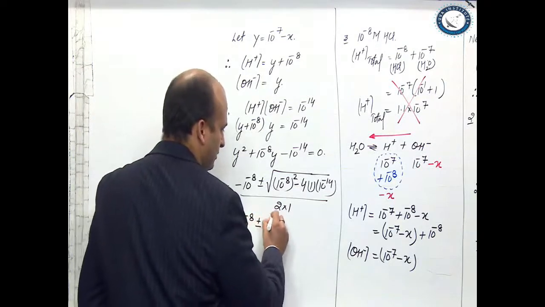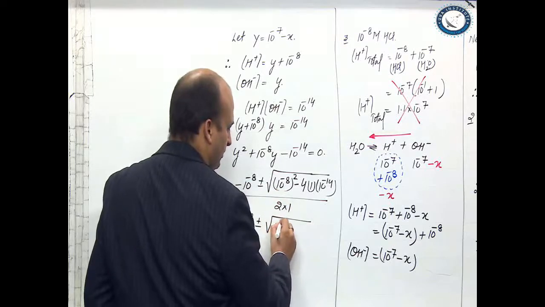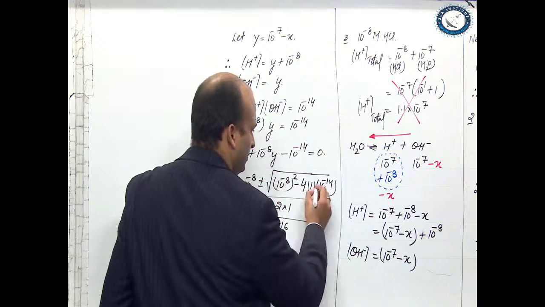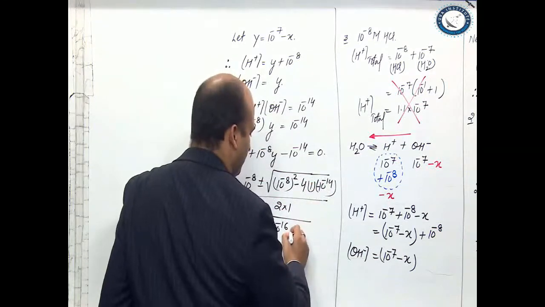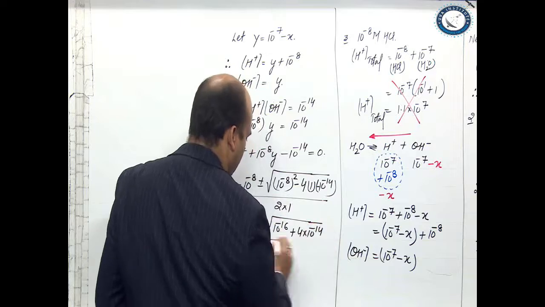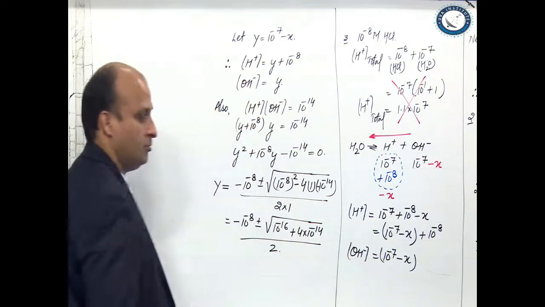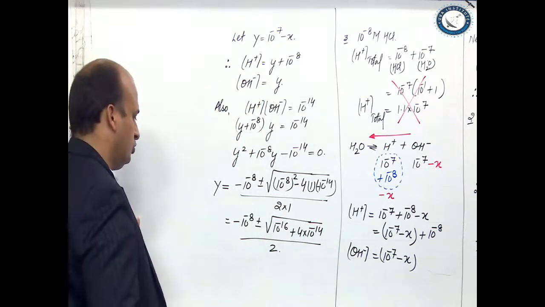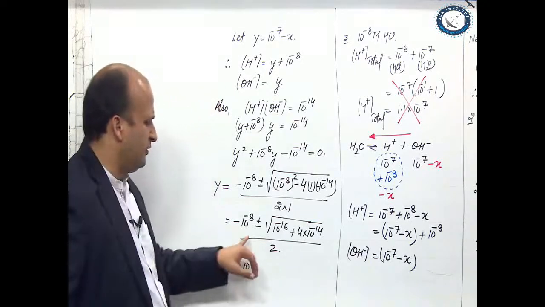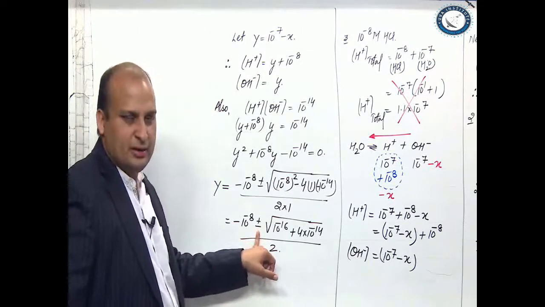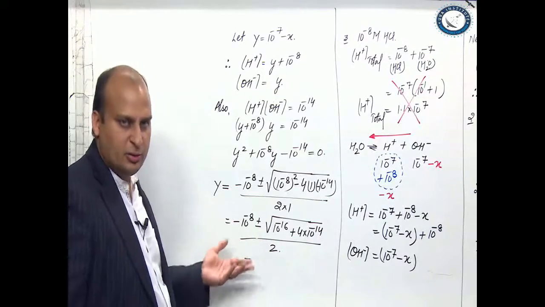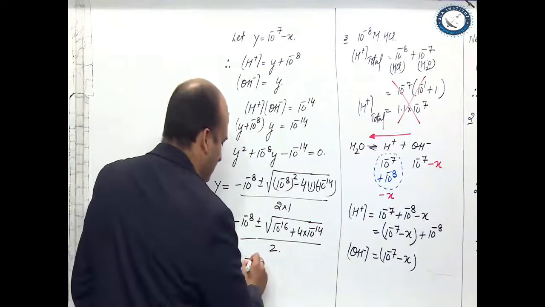So if I solve it out, it will be minus 10 raised to power minus 8 plus minus. This is 10 raised to power minus 16. And this is minus 10 raised to power minus 14. So plus 4 into 10 raised to power minus 14 by 2. Okay, fine. So this value comes out to be minus 10 raised to power minus 8. See, but if it is another minus sign, this will not work out because the whole value will be coming into the minus. So I am taking the plus sign over here. Plus.